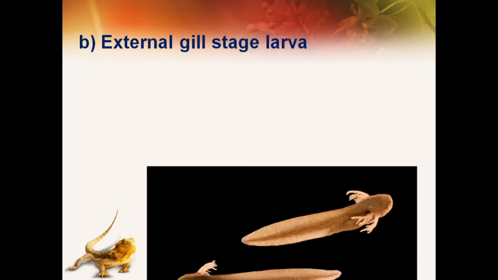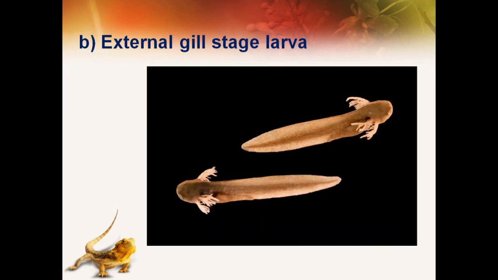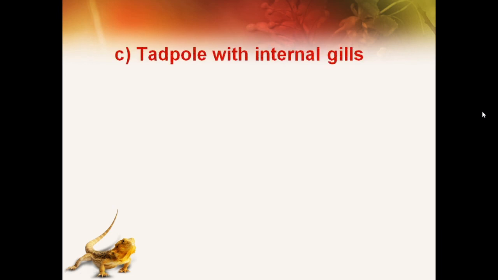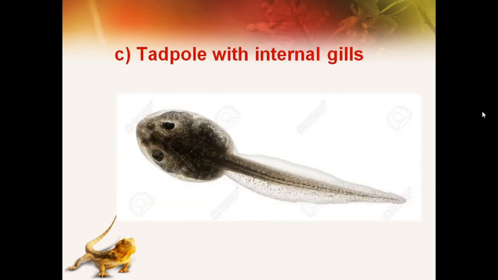The second stage is the external gill stage larva. This larval stage bears three pairs of gills. You can see here on the lateral sides of the head there are three pairs of gills with external filaments, but it develops 5 pairs of gill pouches and 4 pairs of gill clefts. These become internal in the next stage, and the next stage of tadpole larva is the tadpole with internal gills.